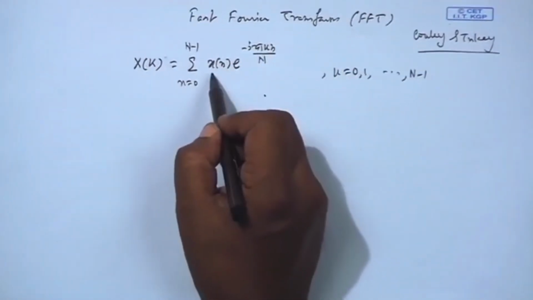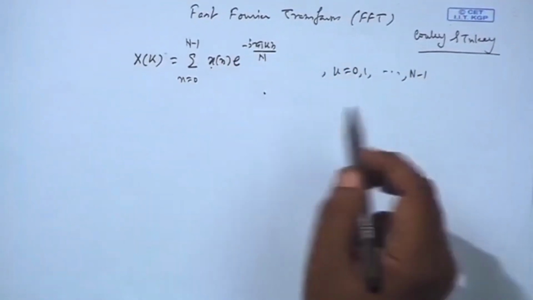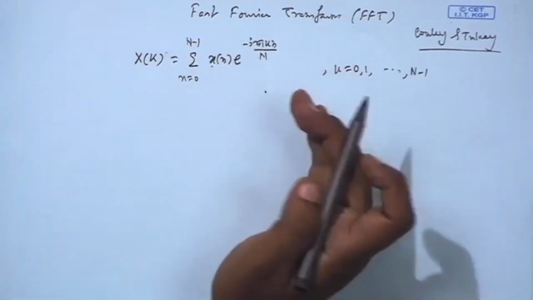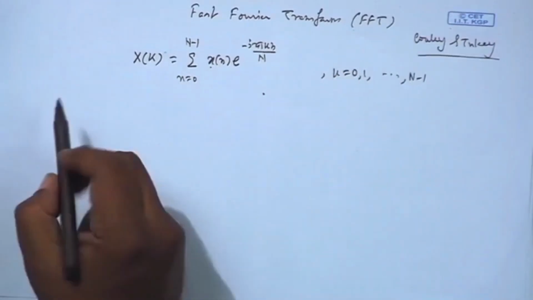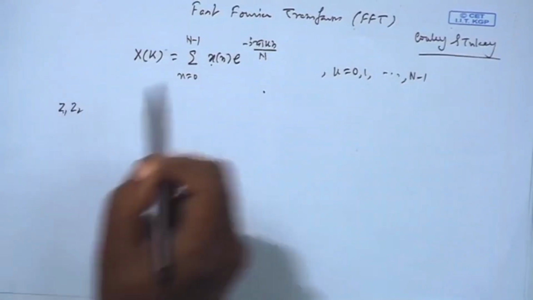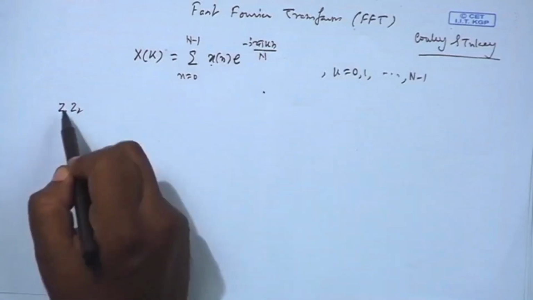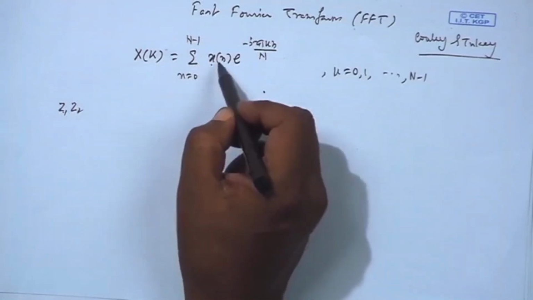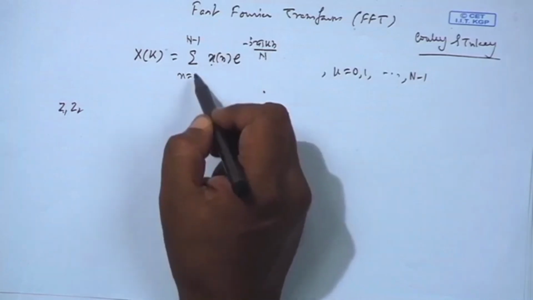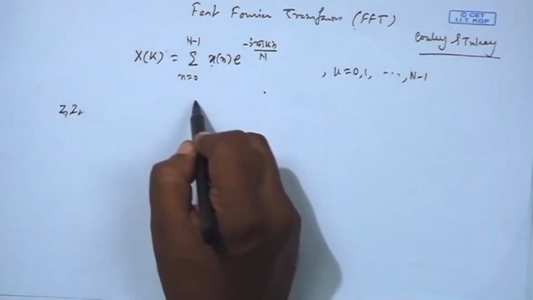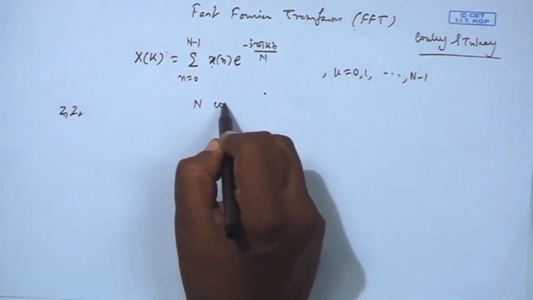In this summation you have a product of xn into this. So, typically xn could be complex and this is complex, or xn could be real. So, let us assume xn to be complex in general. You have one complex number, another complex number, z1 into z2. You have a product of two complex numbers, and how many such products? n equal to 0, one case, n equal to 1, another case, up to n equal to N minus 1, another case. So, total N. That means you need N number of complex multiplications.